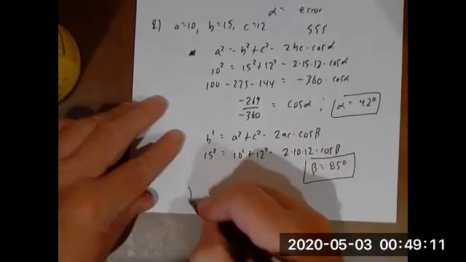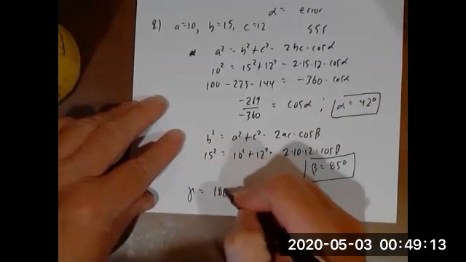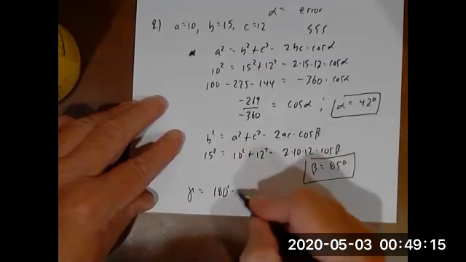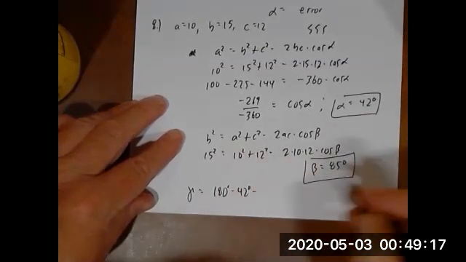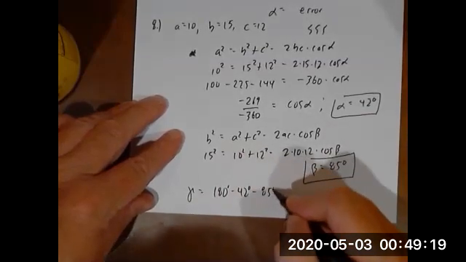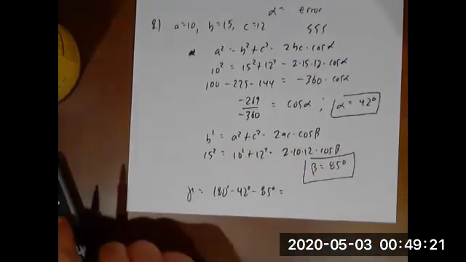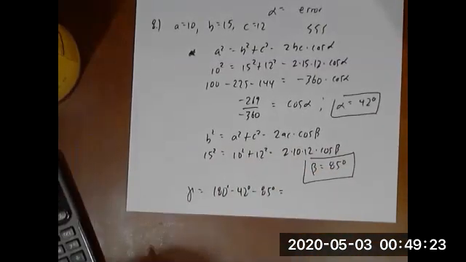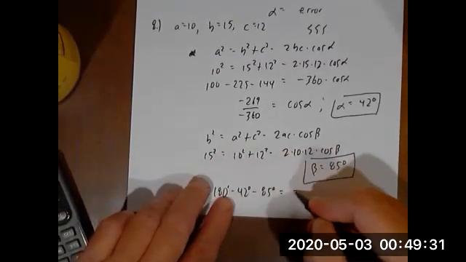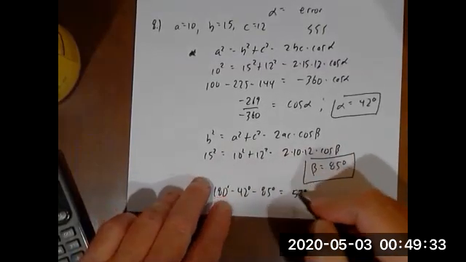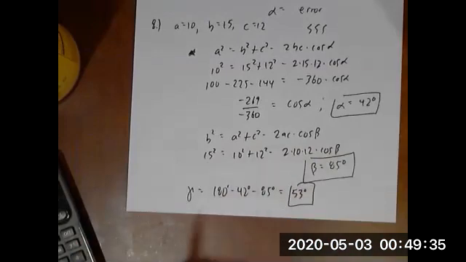And then finally for gamma, we could just take 180 minus alpha minus beta, and you get 180 minus 42 minus 85. So there we go.